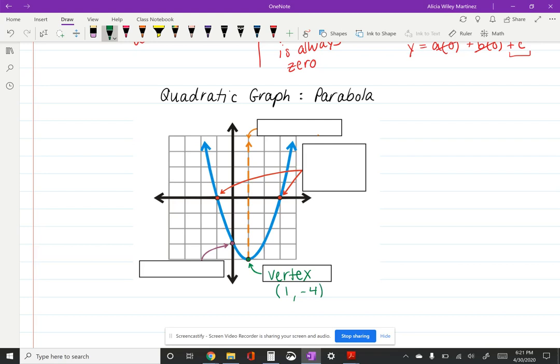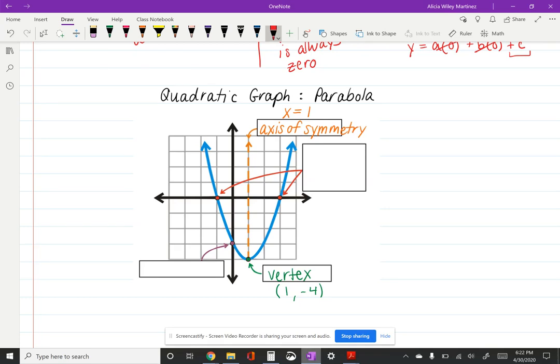Moving on to another key part of the graph, what we call the axis of symmetry. Remember, that is a line. So when we write where the location of the axis of symmetry is, we write it as an equation of a line. It'll always be written as x equals, and in this case it's 1. This number 1 is also the same as the x value of the vertex, because the axis of symmetry will always go through the vertex.